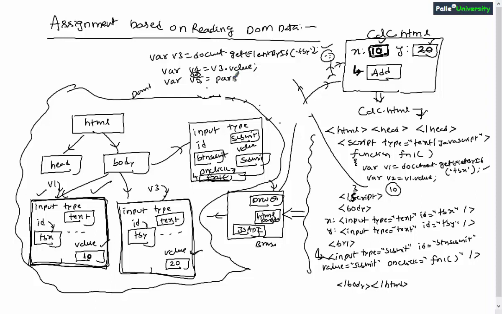Now we must write parseInt of v2 plus parseInt of v4. So v2 will be converted into integer format and then even v4 is also converted into the integer format. 10 plus 20, 30 will be stored inside this v5. So finally you write alert of v5. Obviously we will get the expected result. So all this code you will be writing inside the JavaScript function fn1. I believe you understood the point. This is as simple as this.